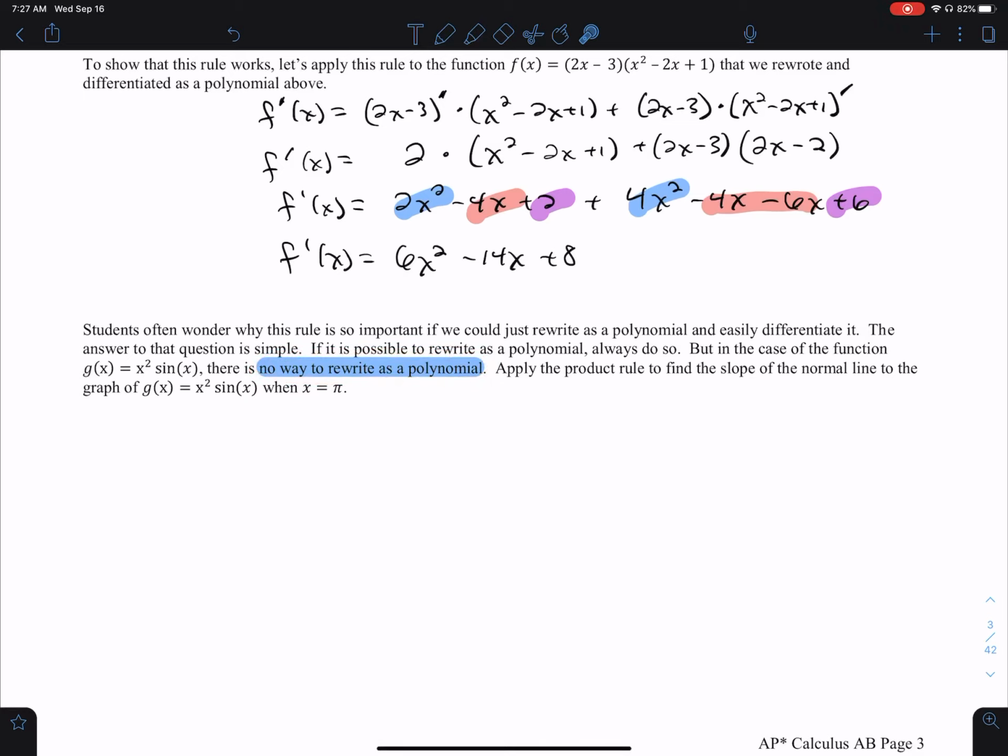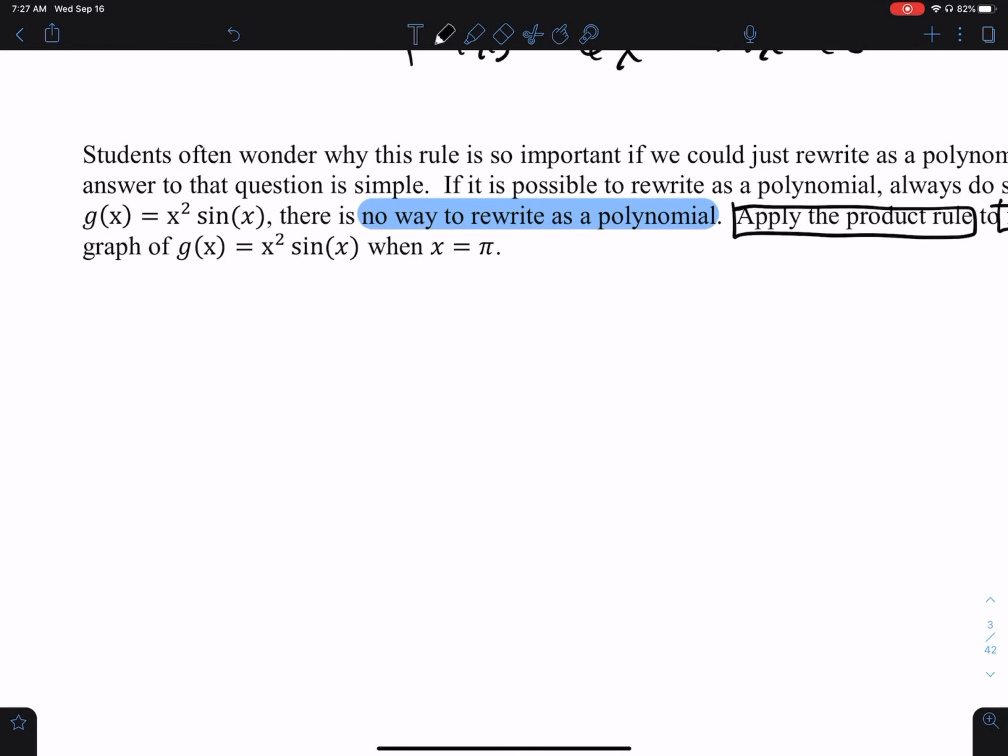If you look at this next problem, we are supposed to apply the product rule, and we're supposed to find the slope of the normal line. So we have g of x, and hopefully you can see here that this cannot be written as a polynomial. There's no distributing here. We have two distinct functions. We have x squared and we have sine of x.